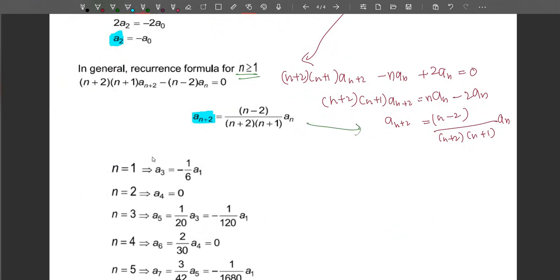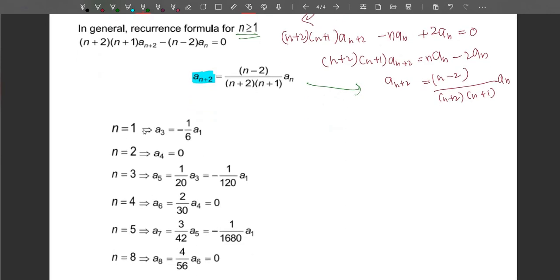And then next, you need to substitute the value of n equal to 1, which means here, substituting 1, we have a3. And hence here, 1 minus 2 is negative 1, 1 plus 2 is 3, times 1 plus 1 is 2. That's why it is negative 1 over 6 a1.